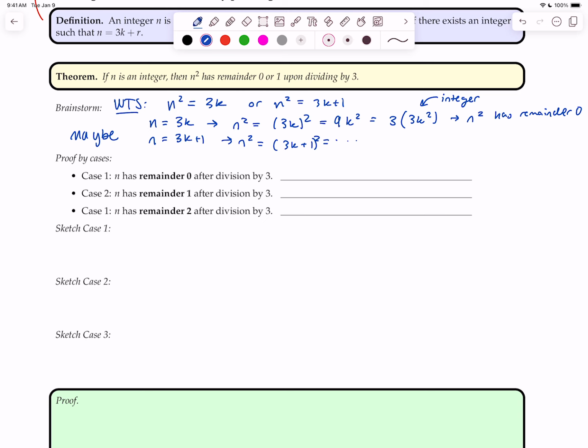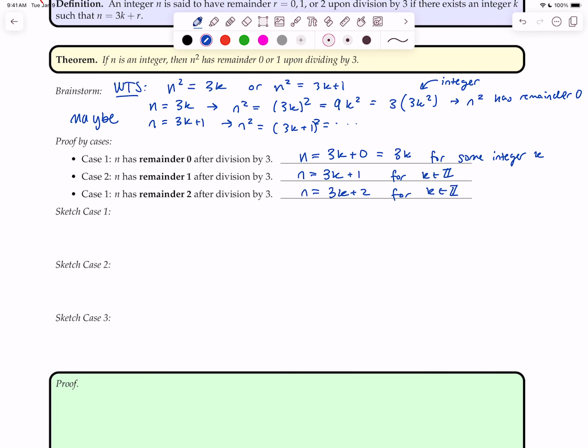So if n has remainder 0 upon division by 3, it'd be n is equal to 3k plus 0, which is just 3k for some integer k. If it has remainder 1, as we were saying above, it's 3k plus 1 for some integer k. And if it has remainder 2 upon division by 3, you get 3k plus 2. Now we want to go ahead and make sure that each of these cases work.